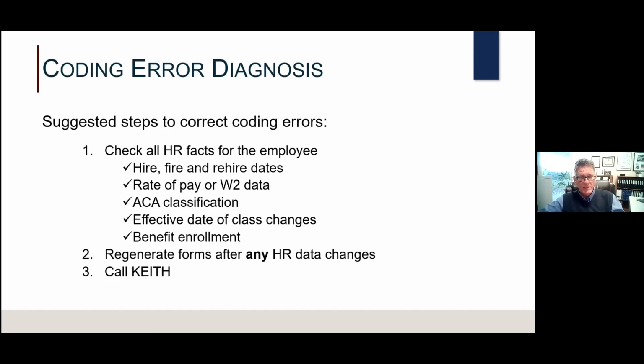Employees must have ACA classifications. The effective date of class changes is often something that causes errors. If somebody moved from part-time to full-time and the change is not in the system correctly, the codes will not be correct on the 1095. And then obviously enrollment information: the system will not know if the employee is enrolled unless it has that data. If you make any changes to the forms in that audit screen, those changes are done automatically, but if you're changing HR data in the system as a whole, you always want to make sure you regenerate your 1095s in order to capture those HR changes.